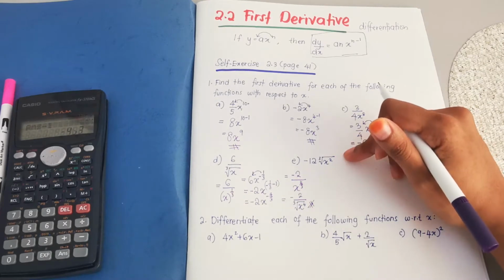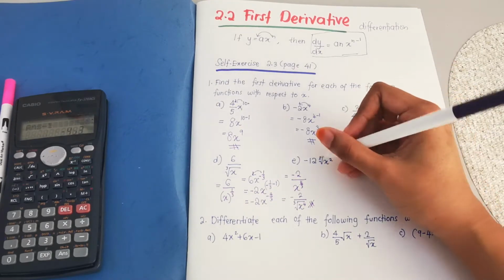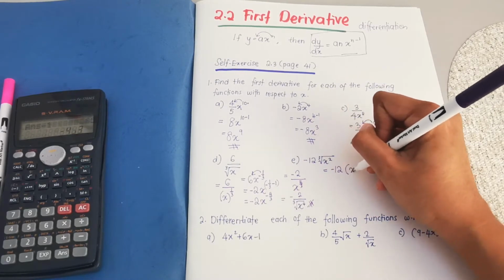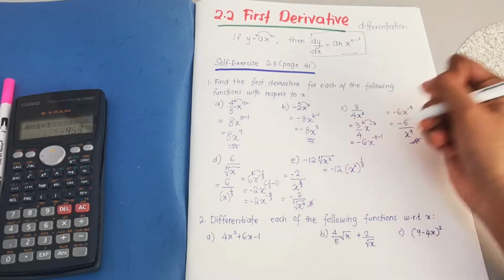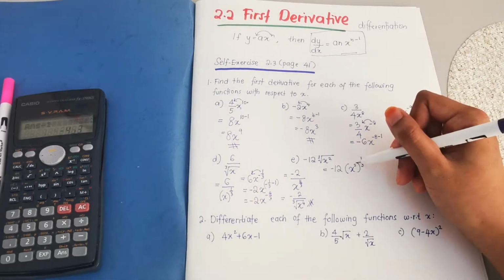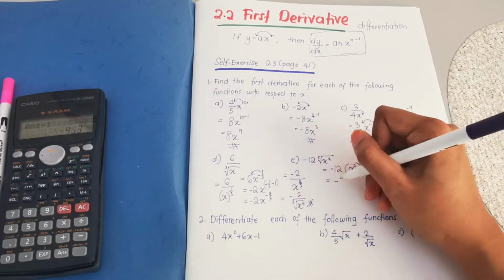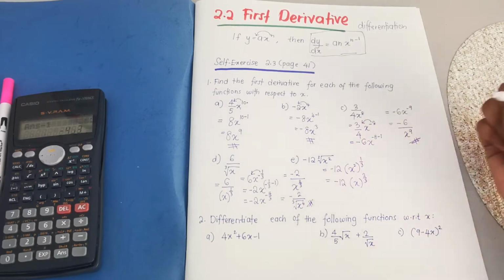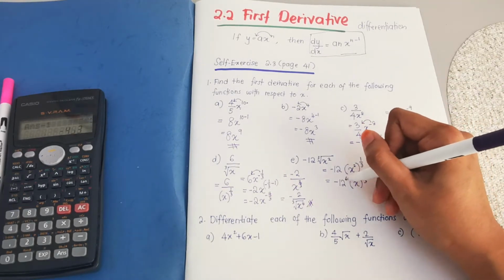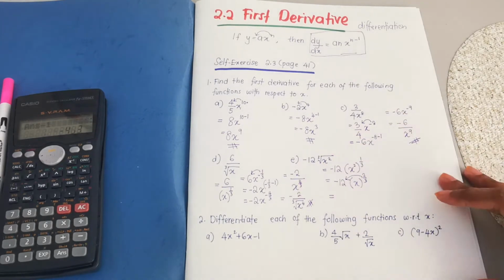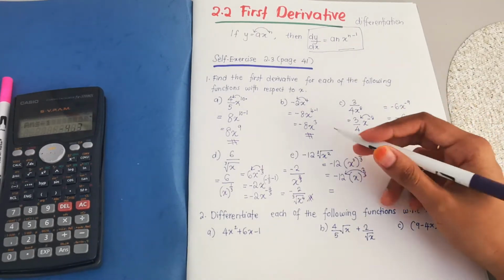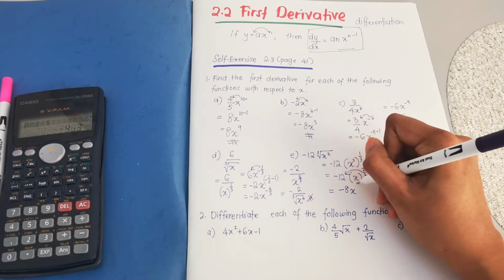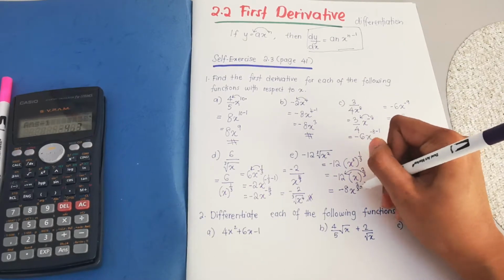Okay, this one, what you can do first is bring the cube root. Write down like this, negative 12 x square 1 over 3. Okay, we write like that. Then this x times with the 1 over 3, so we will get x 2 over 3. Now this 2 over 3 you times with negative 12. So you will get negative 8. We will get negative 8 x 2 over 3 minus 1.